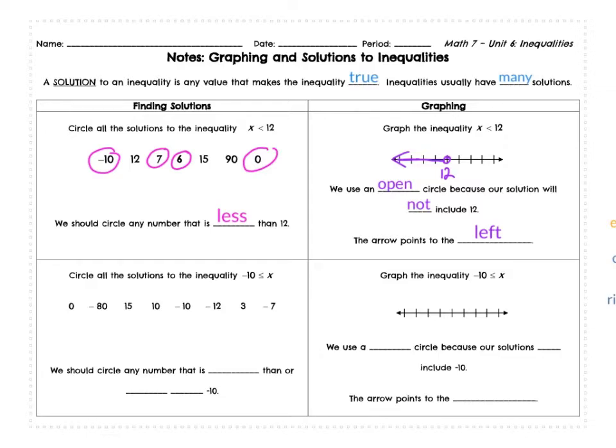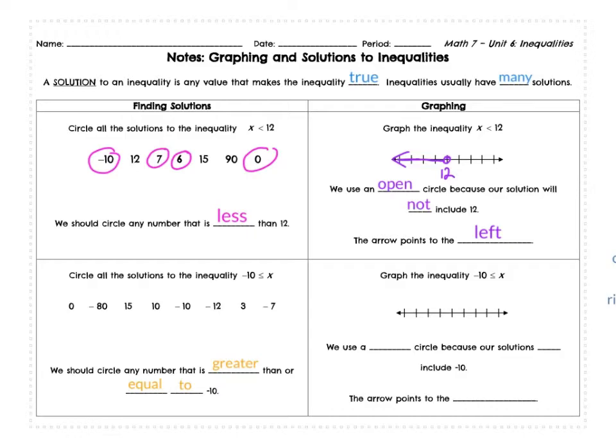It doesn't matter whether it's on the right or the left. You always want to read it in your head and out loud from the variable. So knowing now that we're going to be looking at x is greater than or equal to negative 10, we have two things, so we should circle any number that is either greater than or equal to negative 10. Before, we couldn't include the 12 because it didn't say equal to. In this case, it does say equal to, so we can include negative 10 if we come across it. So now let's circle the ones that are going to be solutions.